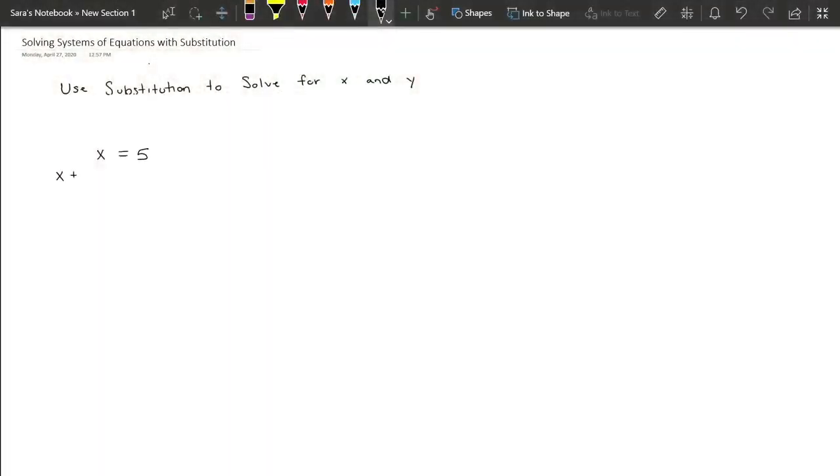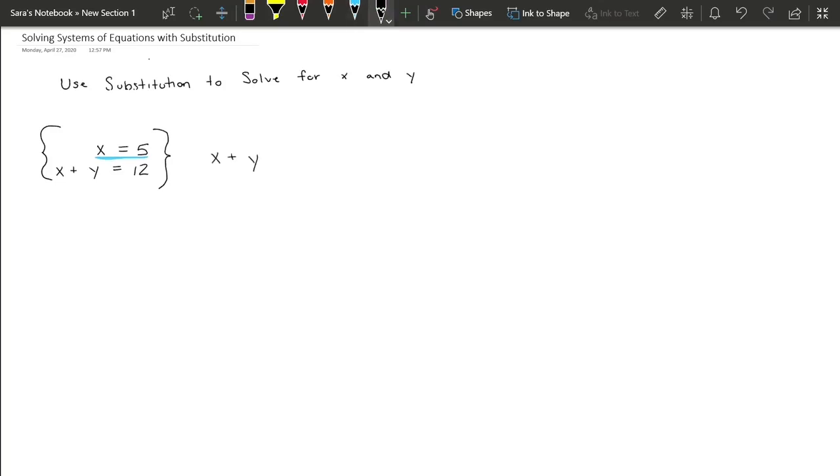Substitution to solve for x and y. Here we have our system, x equals 5, x plus y equals 12. We know that x equals 5, so we are going to plug 5 into x plus y equals 12. Now we have 5 plus y equals 12.